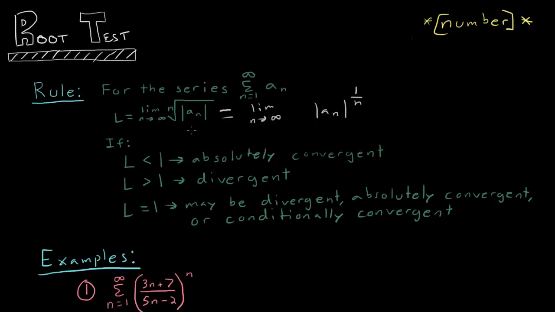And you're going to solve for L, and if L is less than 1, it's going to absolutely converge. If L is greater than 1, it's going to be divergent. And if L equals 1, we don't know what it is. It could be divergent, absolutely convergent, or conditionally convergent. So we have some examples to go over here.